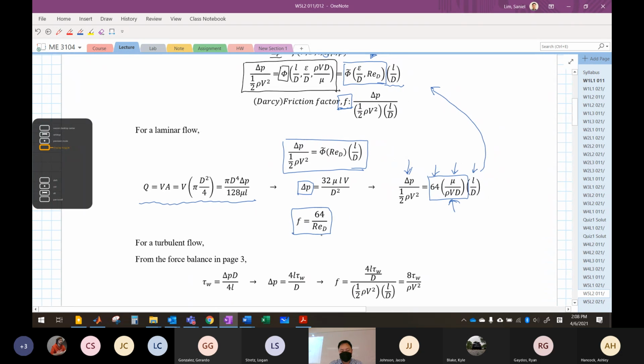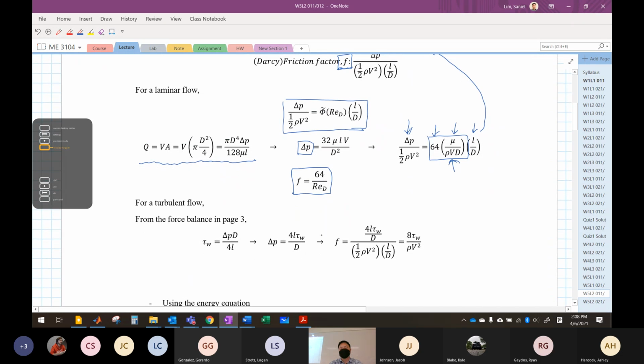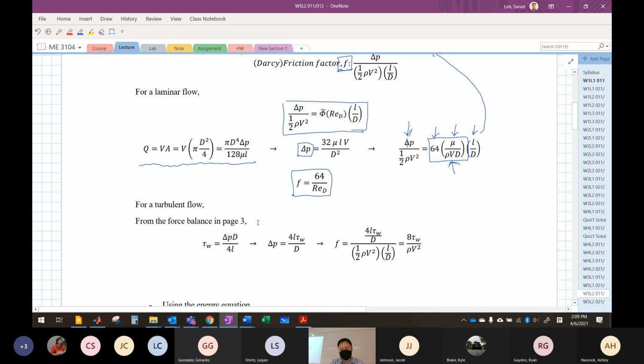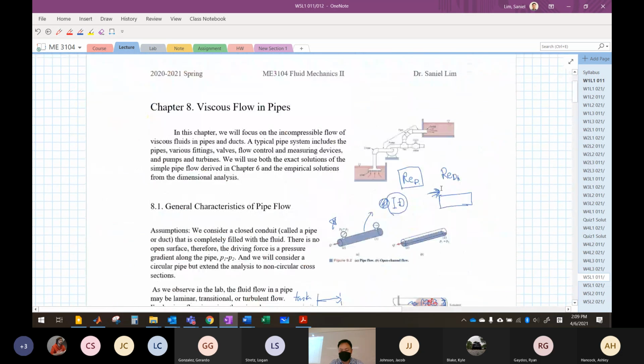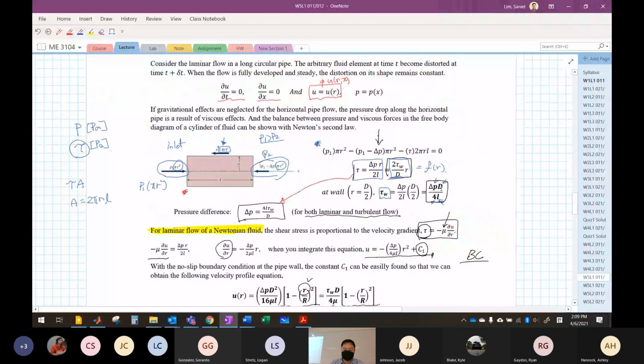All right, what if the flow is turbulent? It's a little bit different story now. If it's a turbulent flow, there's no way you can just apply the shear stress relationship, which is tau equals viscosity du over dr or du over dy. So we bring in a rudimentary relationship between the wall shear stress and the pressure drop. You can go to probably page 3 in the previous lecture. 1, 2, 3. Yeah, here.